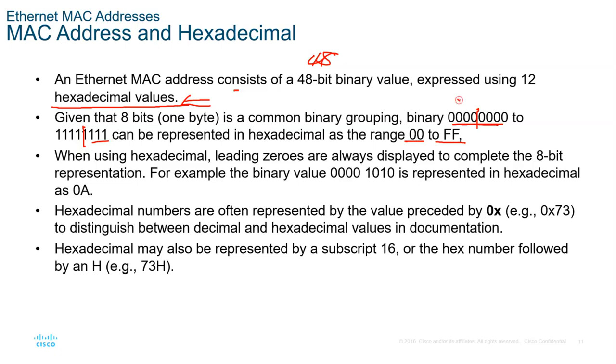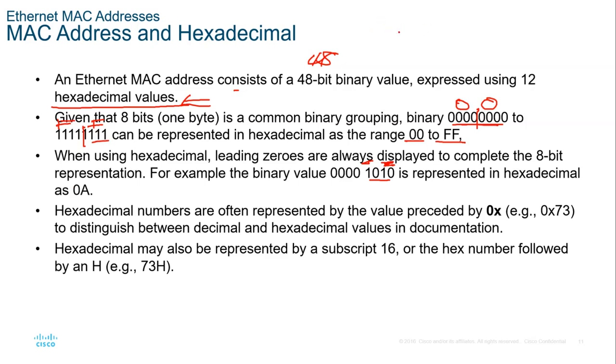So when using hexadecimal, the leading zeros are always displayed, to complete the 8-bit representation. For example, binary 00001010 is a 10, so it is represented in hexadecimal as 0A.